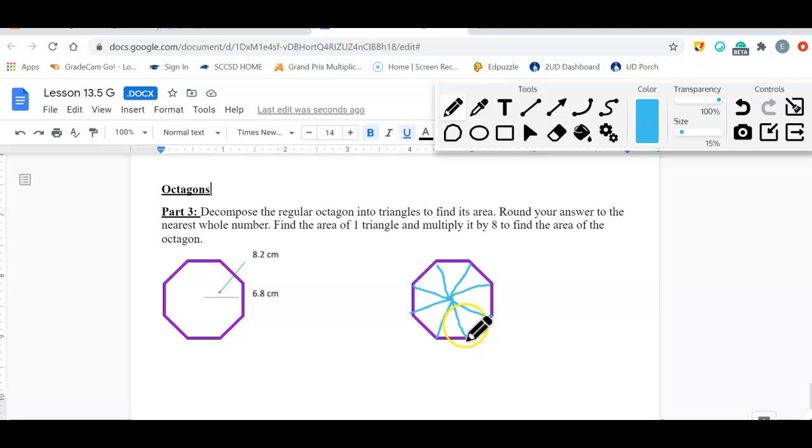So if we can find the area of one triangle by finding the base times the height and dividing that by 2, that would be the area of this triangle. Then we multiply it by 1, 2, 3, 4, 5, 6, 7, 8. Get the area of the octagon.